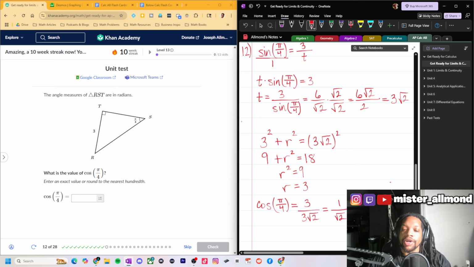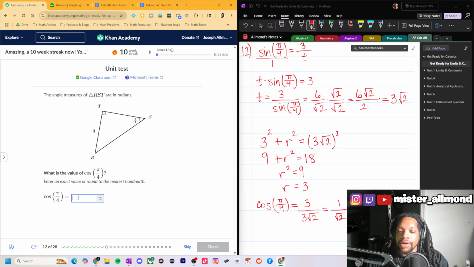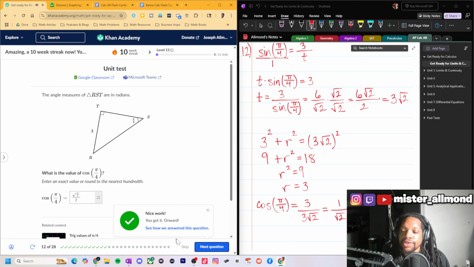That was the biggest run around, beat around the bush during something that we should just know off of memory, to be honest. Root 2 over 2. That is correct.